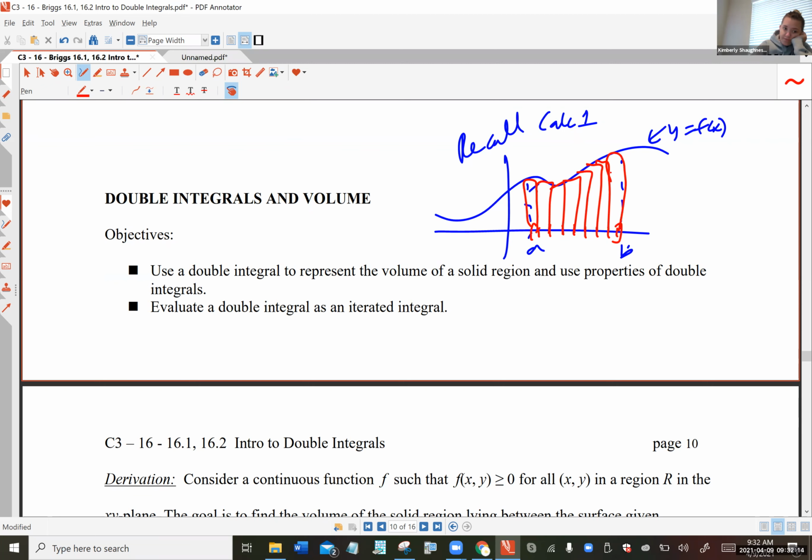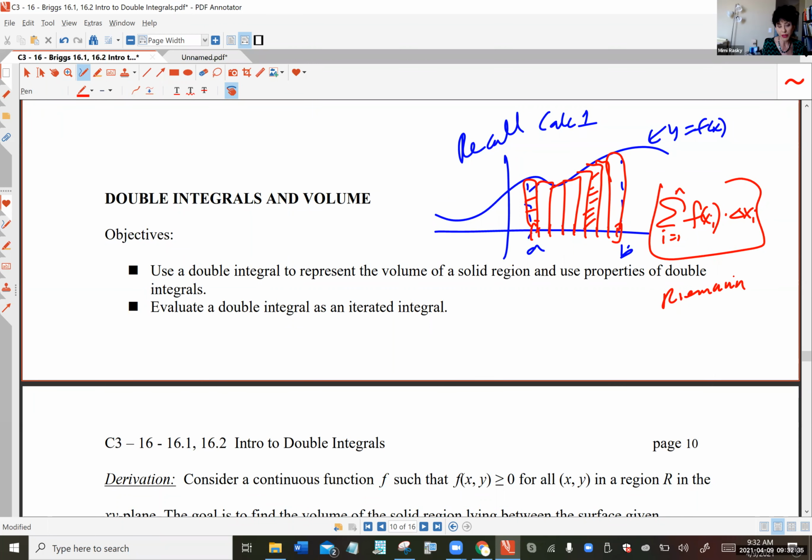Remember this? They said, since we know how to find the area of a rectangle, we'll just find the area of the ith rectangle, which is f(x sub i), that's the height, times the width, delta x sub i. Remember this? And then we'll sum up all of the n rectangles. This is known as a Riemann sum. Then they tightened up the partition, made skinnier rectangles, and took a limit as the norm of the partition goes to 0. And then they ended up with an integral.